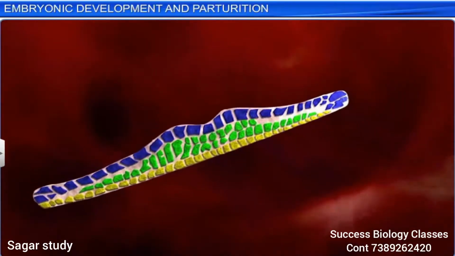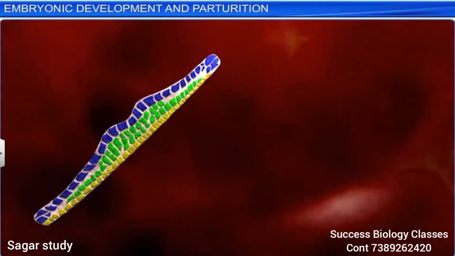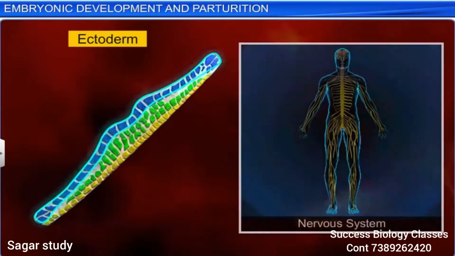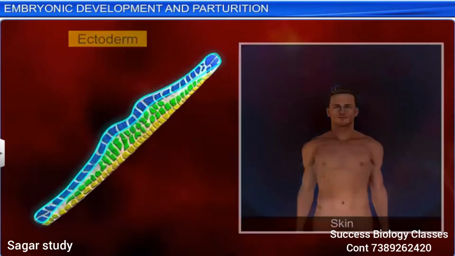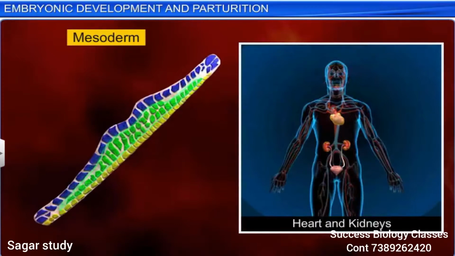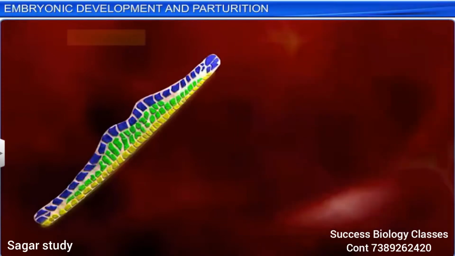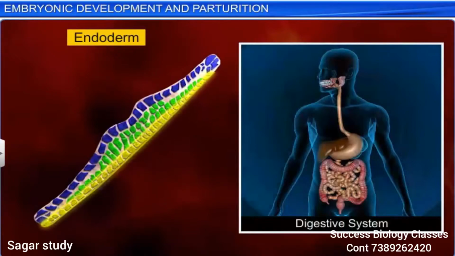The term germ layer indicates that each of the layers gives rise to tissues. The ectoderm, for instance, gives rise to the nervous system and the skin, whereas the mesoderm develops into muscles and organs such as the heart and kidneys, while the endoderm gives rise to the entire digestive system.